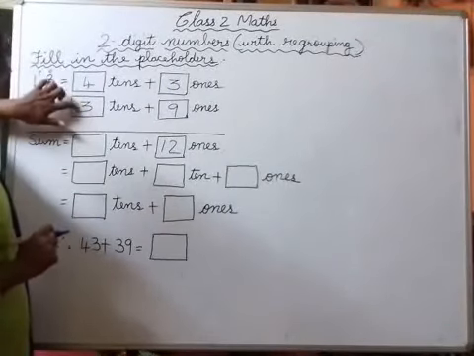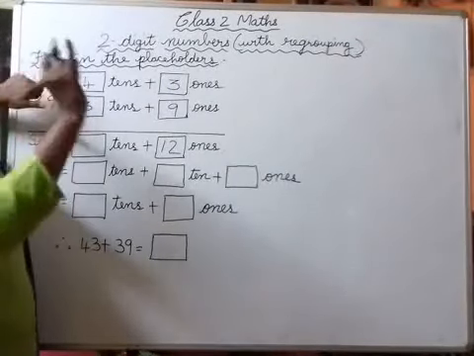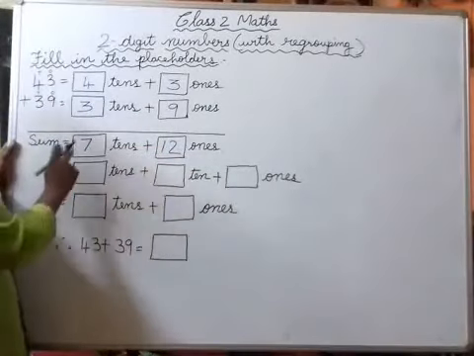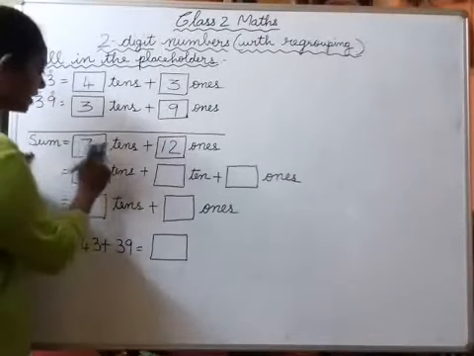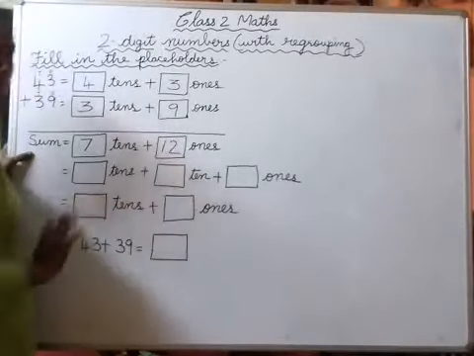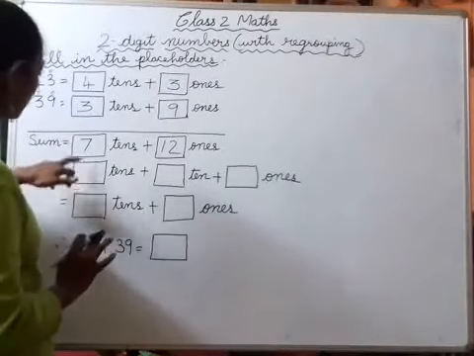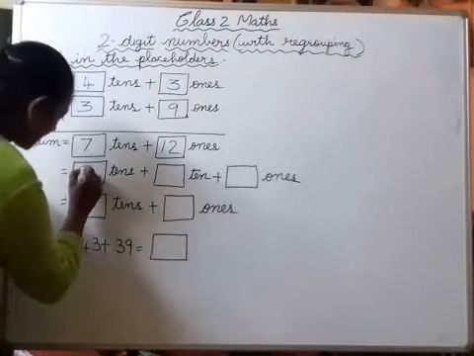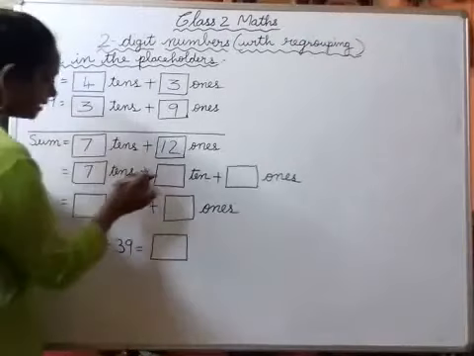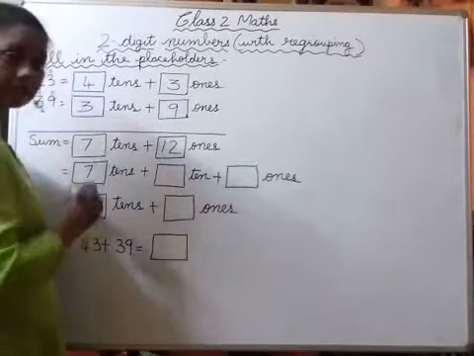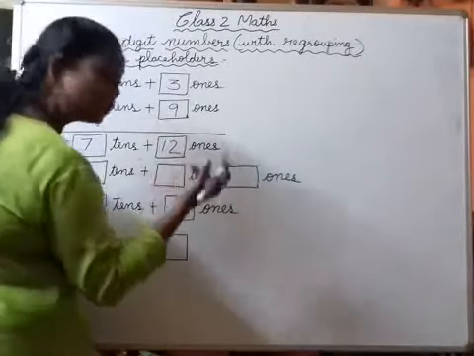And next you have to add the tens place numbers. 4 plus 3, after 4, 5, 6, 7. 7 tens are there. So the sum is 7 tens plus 12 ones. Next step will be 7 tens तो ऐसे की ऐसे ही लिखेंगे. Then 12 ones को I have told in the previous slide what you have to do.